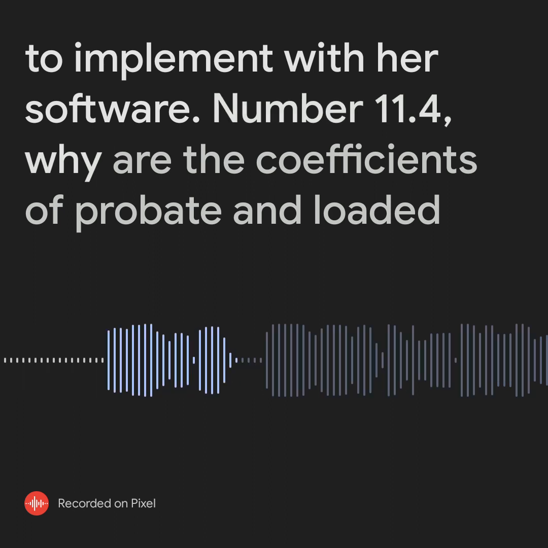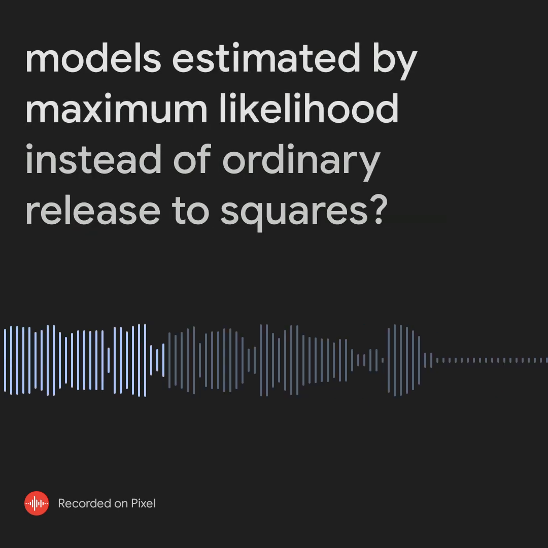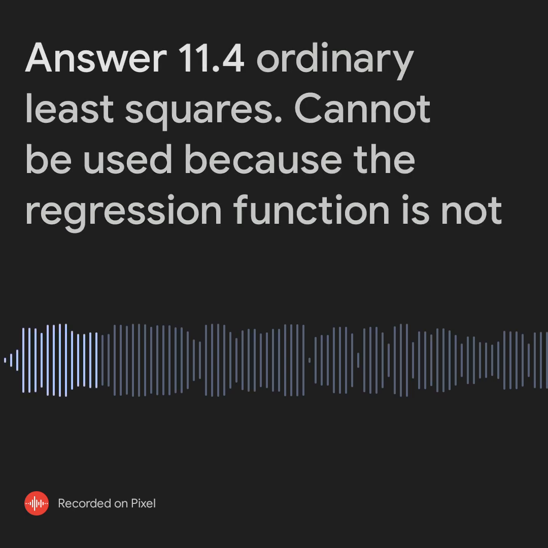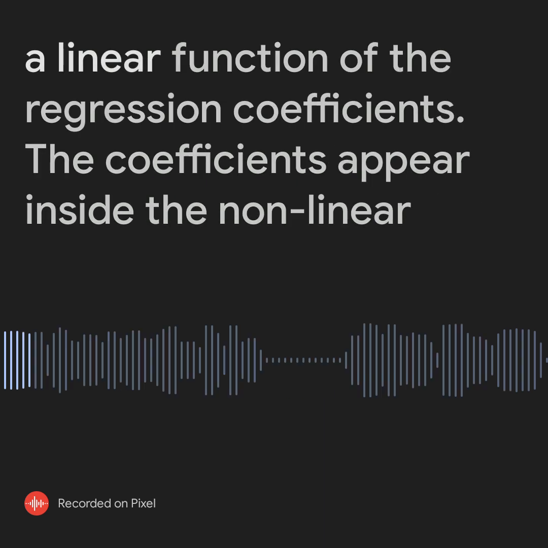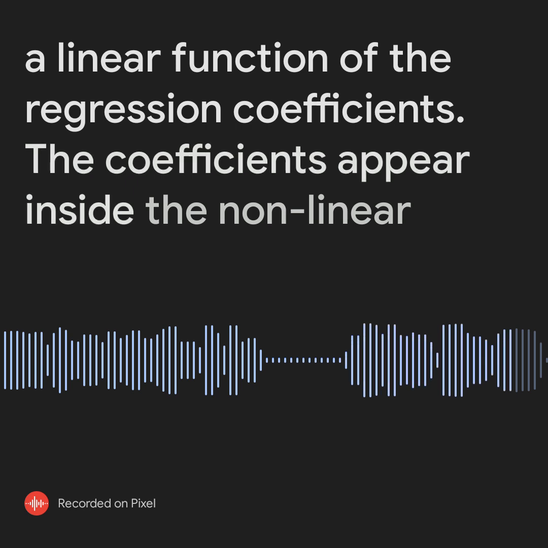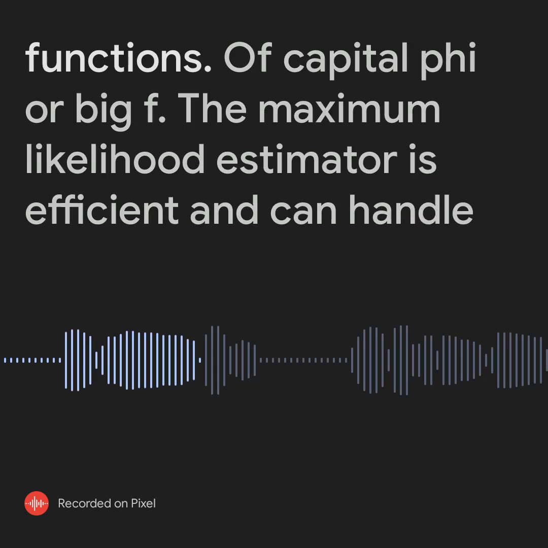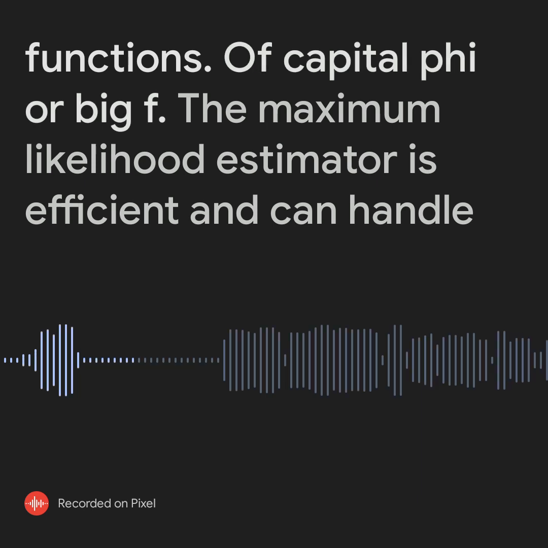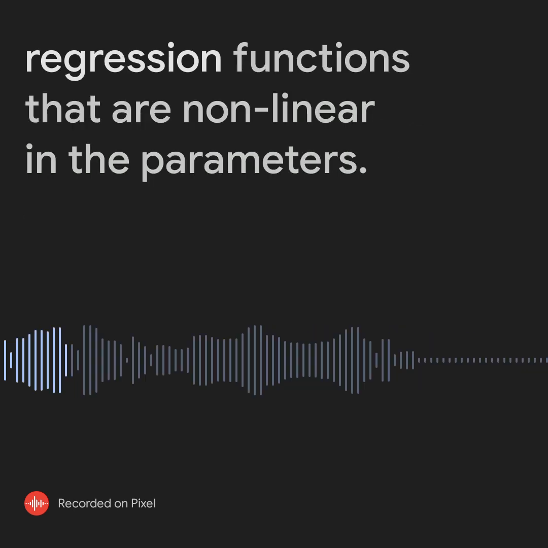Number 11.4. Why are the coefficients of probit and logit models estimated by maximum likelihood instead of ordinary least squares? Answer 11.4. Ordinary least squares cannot be used because the regression function is not a linear function of the regression coefficients. The coefficients appear inside the nonlinear functions of capital Phi or big F. The maximum likelihood estimator is efficient and can handle regression functions that are nonlinear in the parameters.